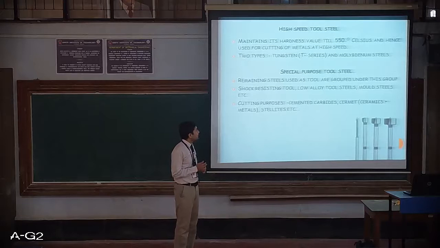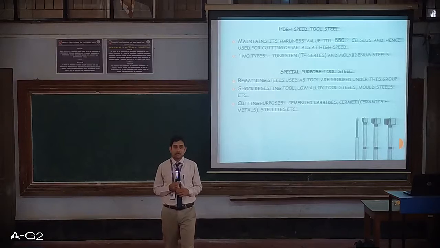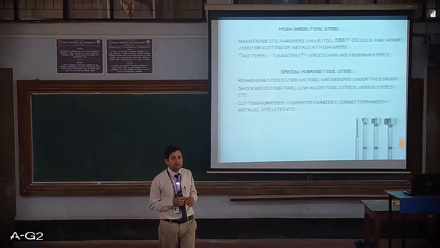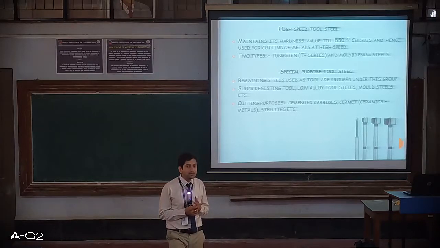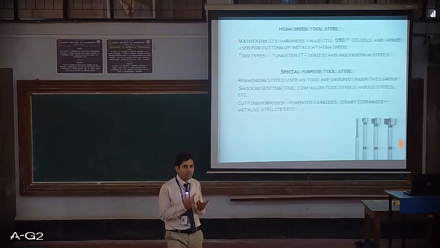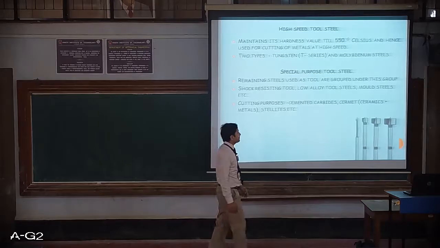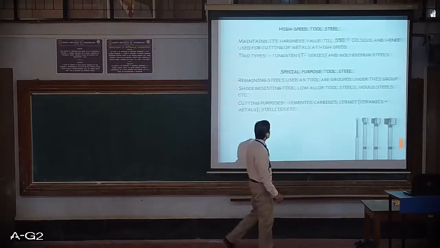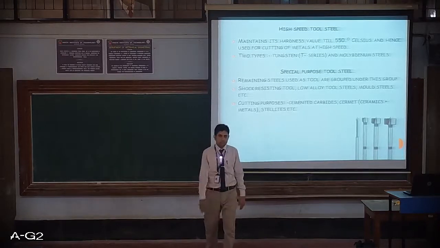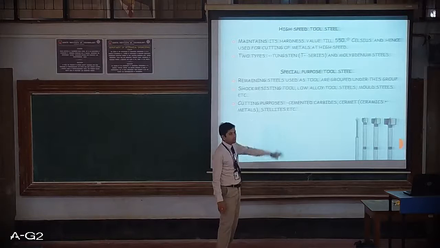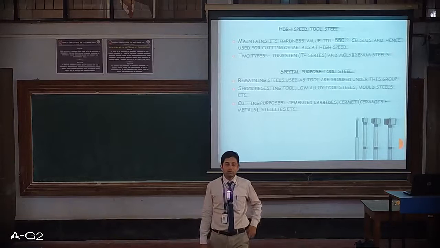For example, you have a type of tool called a Cermet. That type of tool comes under this special purpose tool steels. That Cermet is made up of two things, one is ceramics and the other one is metal. So ceramic plus metal together is called Cermet. Similarly, there are other types of tools called stellites. All these things are used for cutting of metals, and they come under this special purpose tool steels. So these are the different types of tool steels we had to discuss.